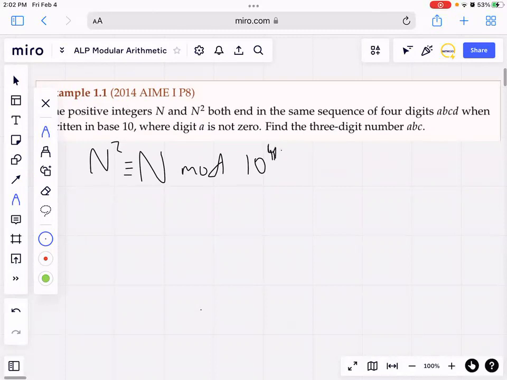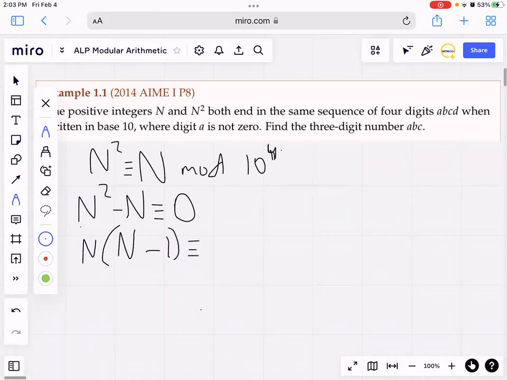To simplify this, we're going to subtract n from both sides, which you can do in modular arithmetic, as we've seen. So n squared minus n is congruent to 0, which means that n squared minus n is divisible by 10 to the power 4. Then factoring the left-hand side gives us n times n minus 1, still under the same mod 10 to the power 4, is congruent to 0.